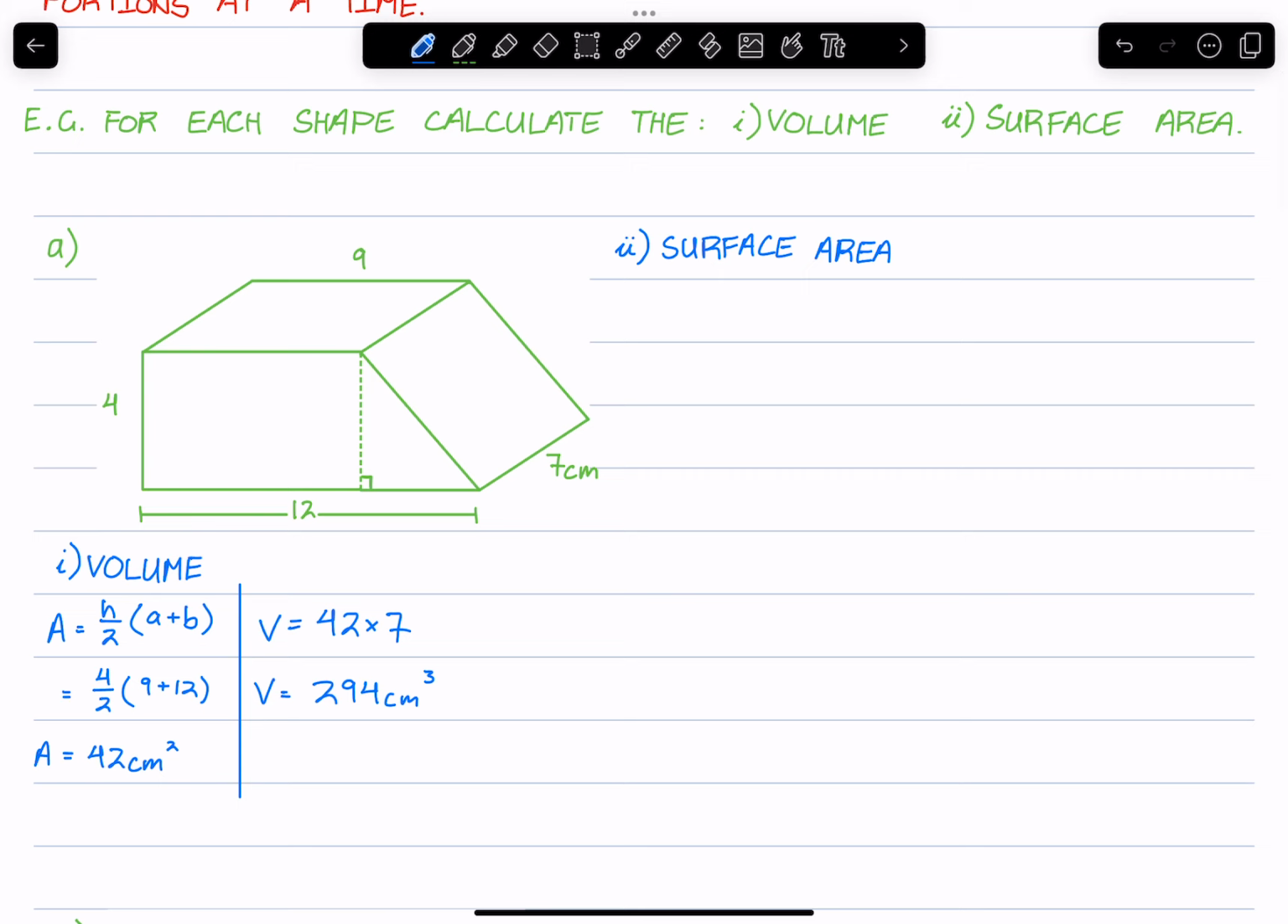I hope you can see how really, in this instance, it's really just area of the face times the depth. But you could have calculated this once again as a rectangle first, and then the triangle, added them up, and then still multiply by the depth of the volume of the prism.